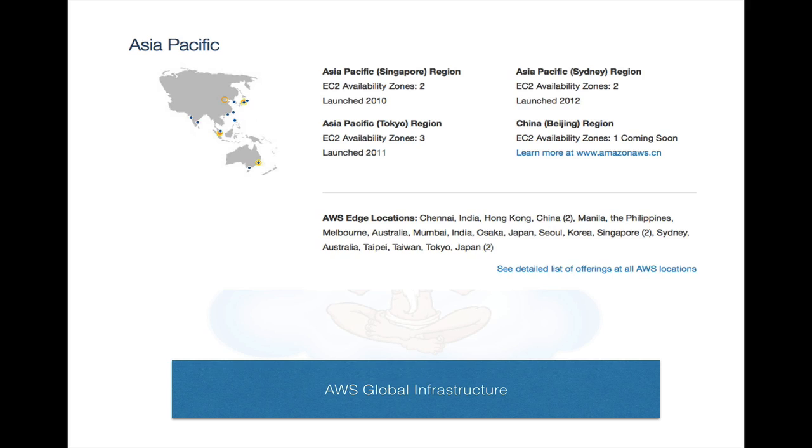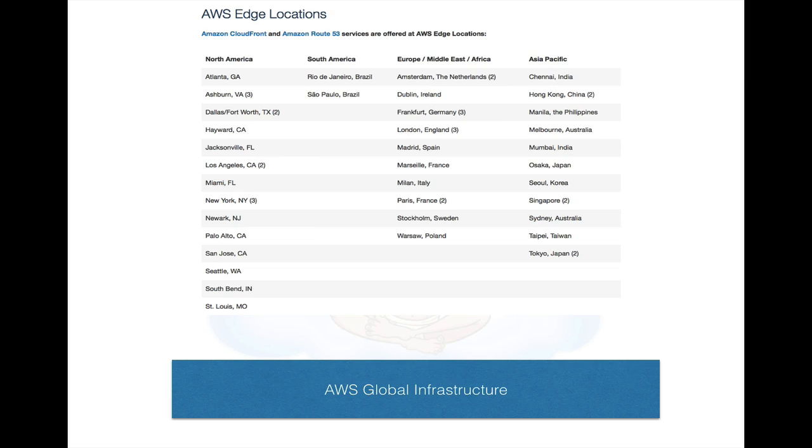In APAC, or Asia Pacific, we have Asia Pacific Singapore region. This consists of 2 availability zones. We've got the Tokyo region. This consists of 3 availability zones. We've got the Sydney region, which consists of 2 availability zones. And we've got the Chinese or the Beijing region. And currently there's only 1 availability zone, but they are expanding this. And here's a list of all our different 52 edge locations. Again, this is used for things like CloudFront and Route 53, and we'll explore that in future lectures.